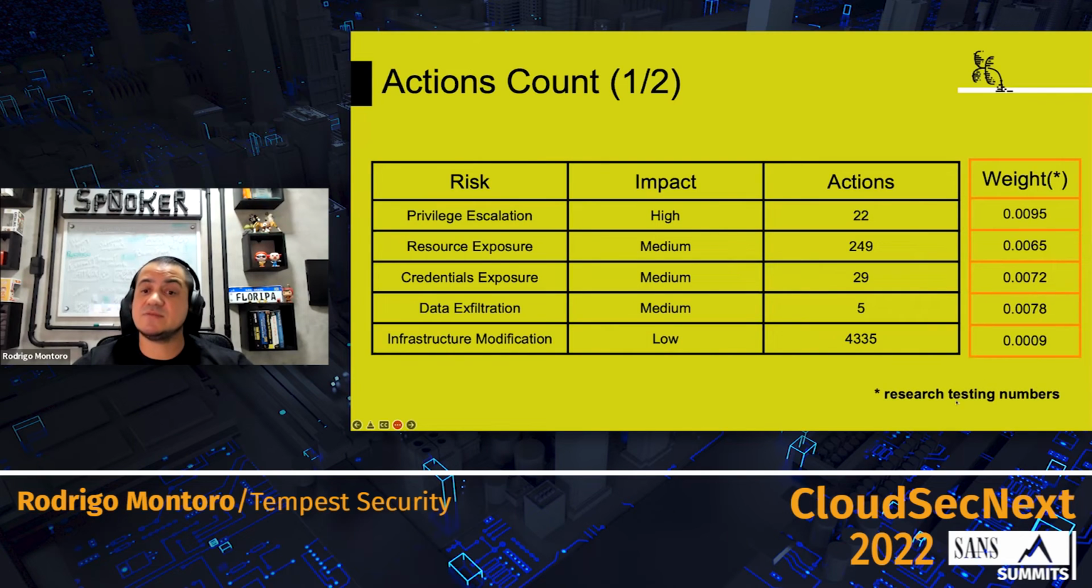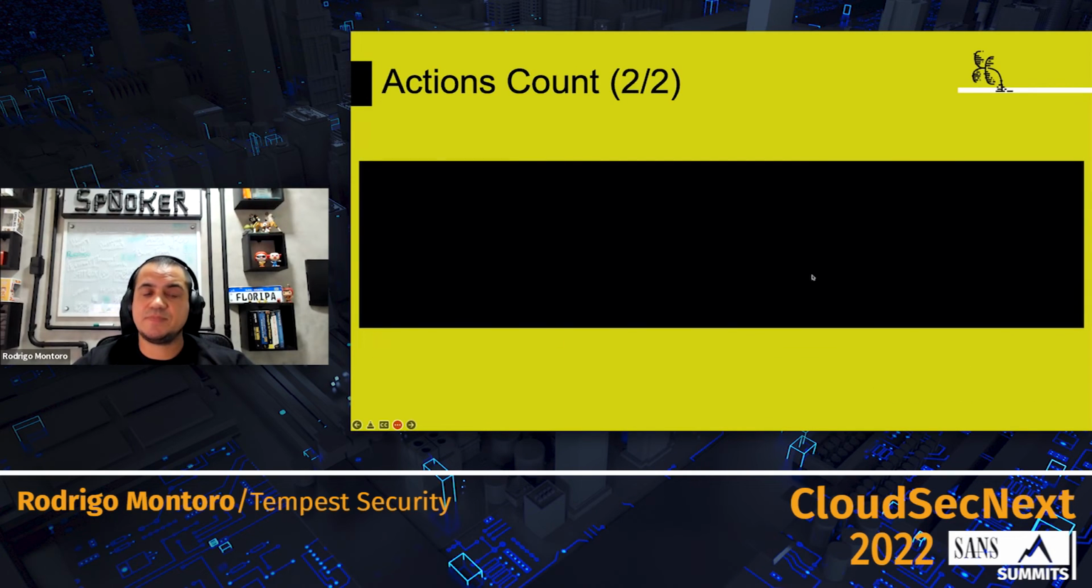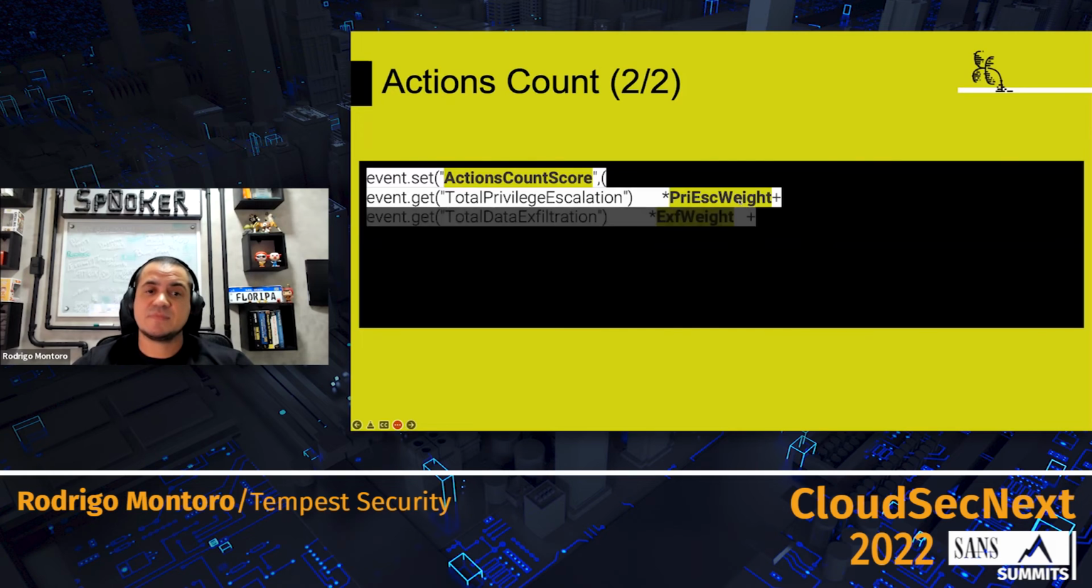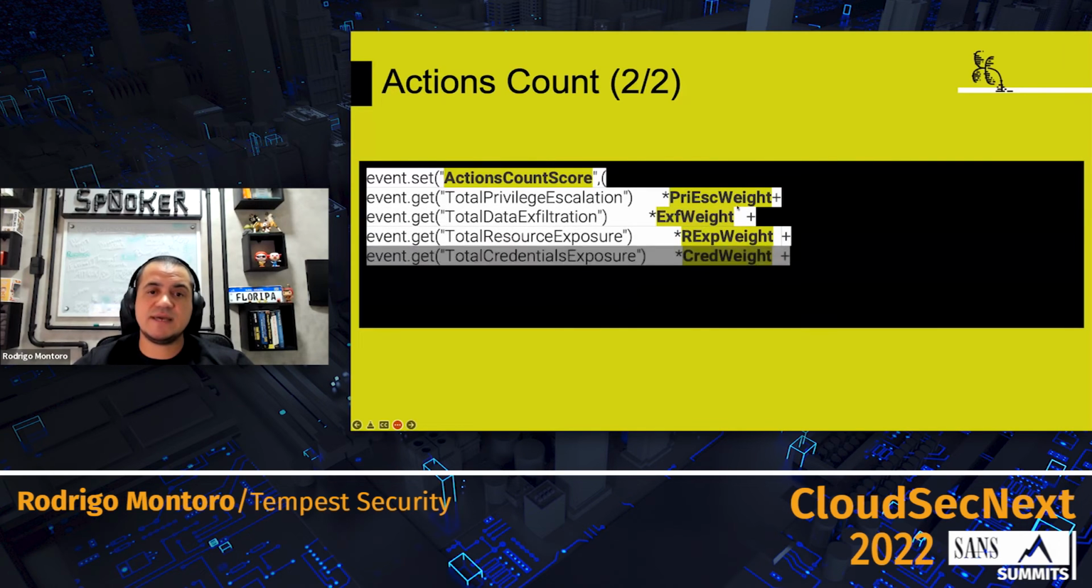Remember that this is a research and test number. And so we got those values. And what we did, first we create a new variable that we call action count score. We get the total number of the events and multiply it by the weight of that action or that find.